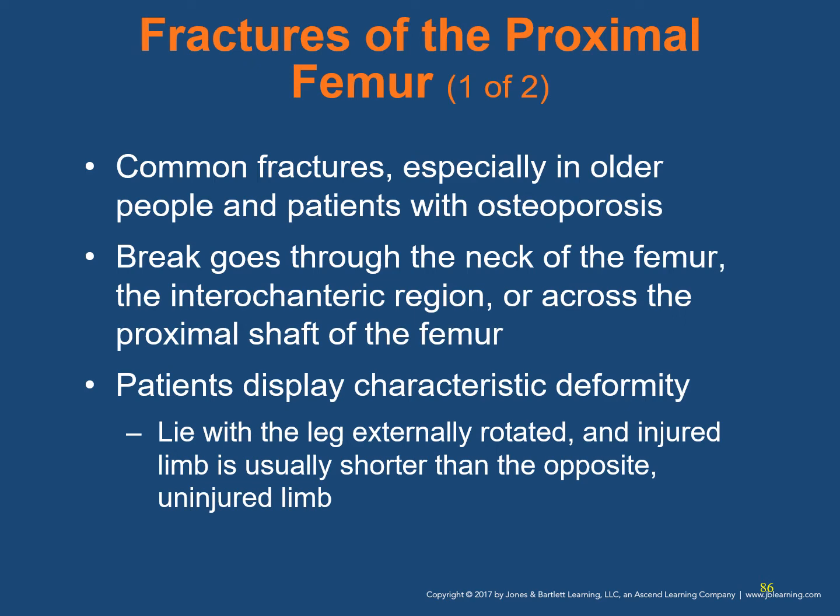Fractures of the proximal femur. Fractures of the proximal end of the femur are common fractures, especially in older people and patients with osteoporosis. The break goes through the neck of the femur, the intertrochanteric region, or across the proximal shaft of the femur. Patients display a very characteristic deformity. They lie with their leg externally rotated, and the injured limb is usually shorter than the opposite uninjured limb. Patients typically are unable to walk or move the leg.